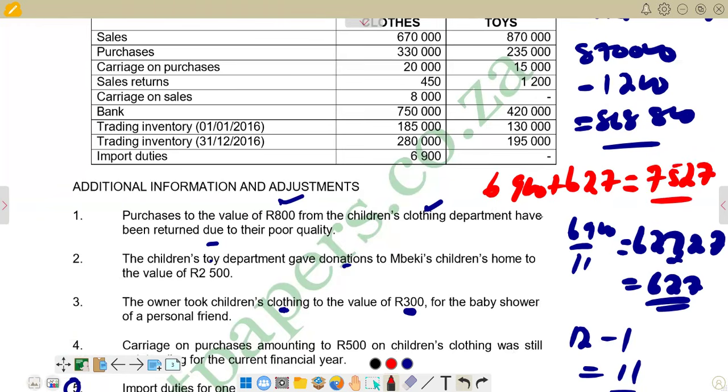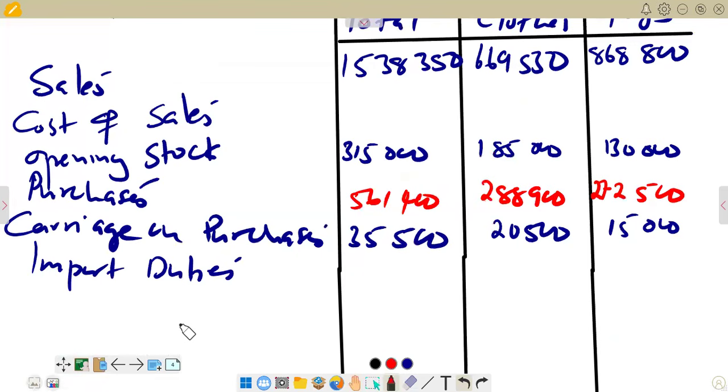7,527. So this is the figure that we are going to put there as our import duties. Import duties, we are saying, only apply to clothing, which is 7,527. We don't have anything for the other column, so our total again becomes 7,527. So this is what we have.